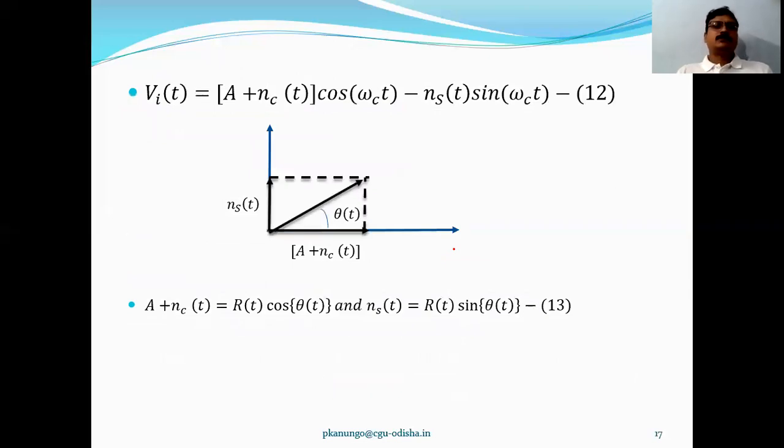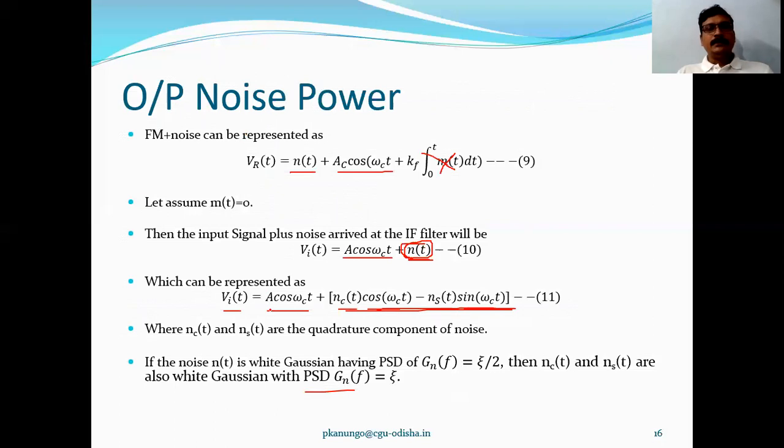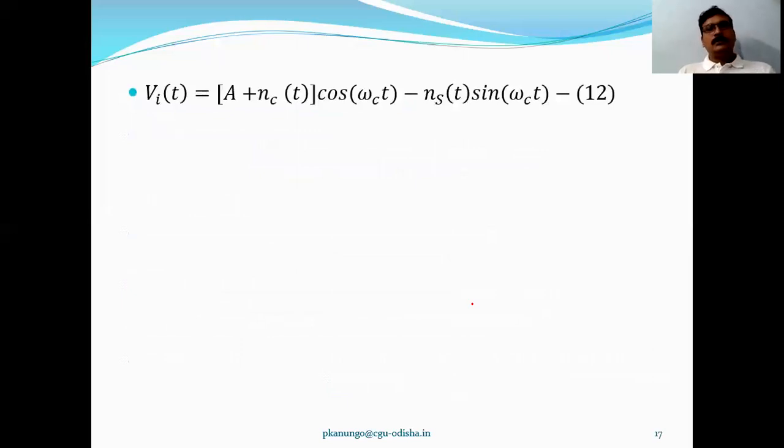If you look at the previous equation, you can understand this equation. This is A cos omega CT plus NCT cos omega CT. There is a cos term here and another cos term here. If you take the cos term common, I will get A plus NCT cos minus NST sin. So we can also simplify equation number 11 as A plus NCT cos and minus NST sin omega CT.